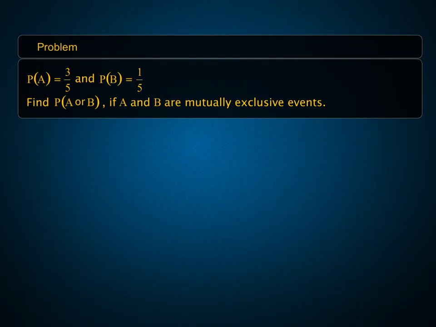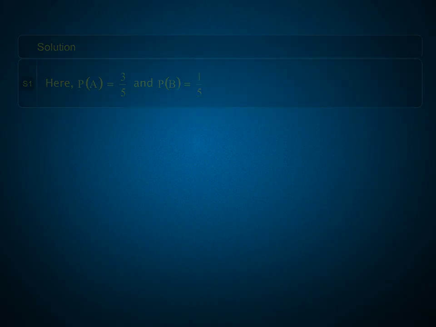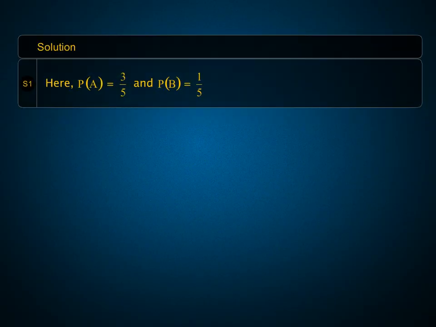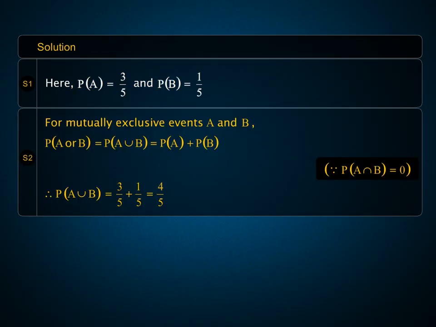If A and B are events with the given probabilities, find the probability of A or B if A and B are mutually exclusive events. We are given the probabilities of the events A and of B. For mutually exclusive events A and B, the probability of A or B, that is A union B, is equal to the probability of A plus probability of B, since the probability of set A intersection B is 0. So, the probability of A or B, given that the events A and B are mutually exclusive events, is equal to 4 upon 5.